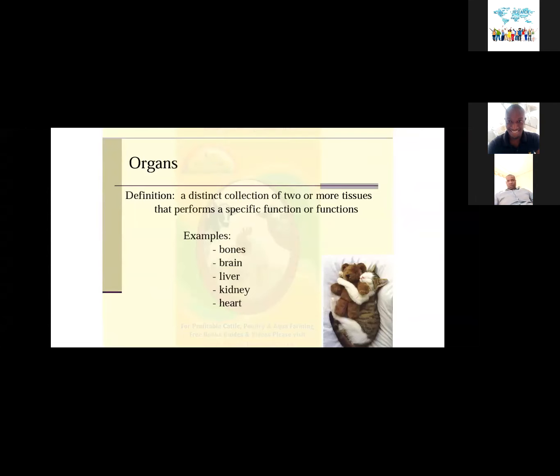So organs, let's now look at the organ systems of the body. An organ, by definition, is a distinct collection of two or more tissues that forms a specific function or functions. So an organ is a collection of tissues. You can have two or three tissues acting together to form an organ, which will now have a bigger role or function. Examples of organs: the bones, when you collectively put them together. You've got your brain. Your brain has different tissues, but together they form a brain which functions as one. And we've also got your liver, your kidney, the heart, and so forth. These are examples of some of the organs.